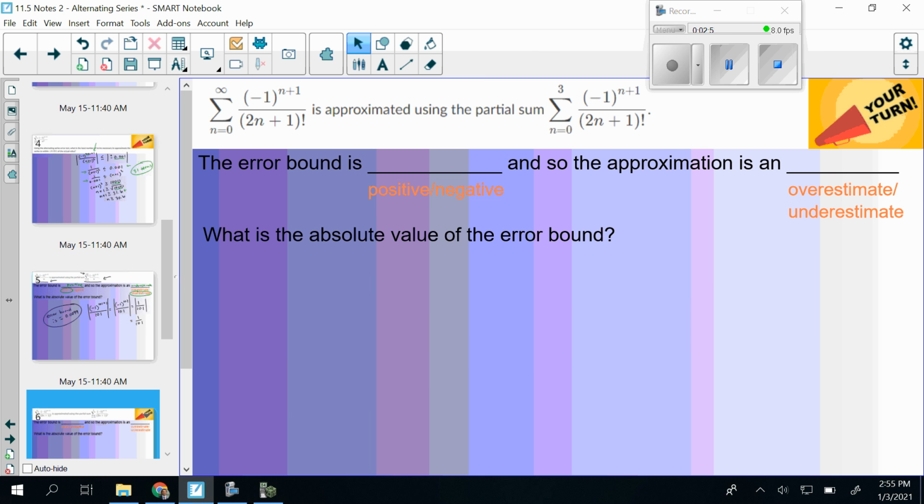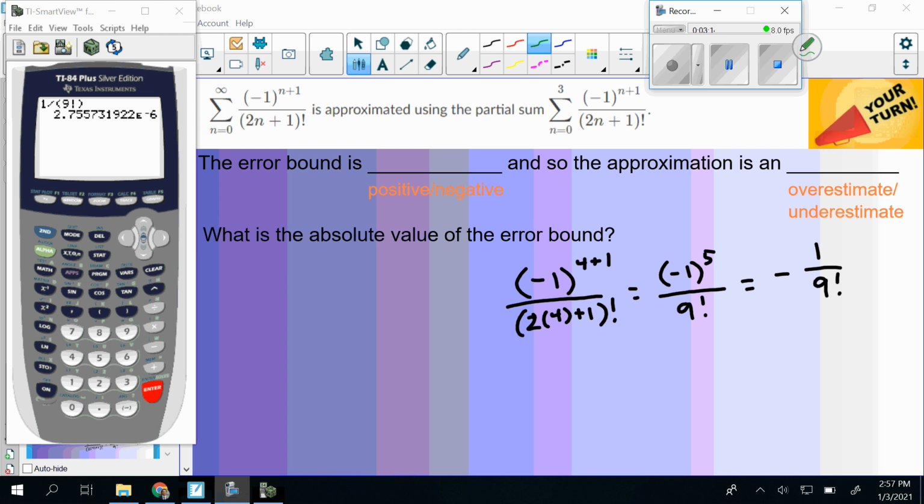All right, let's have you guys try this one out. They wanted you to approximate that infinite sum with this partial sum from 0 to 3. And then also see if you can answer if the error bound is positive or negative. So is it an overestimate or underestimate? And then what is that actual error bound?